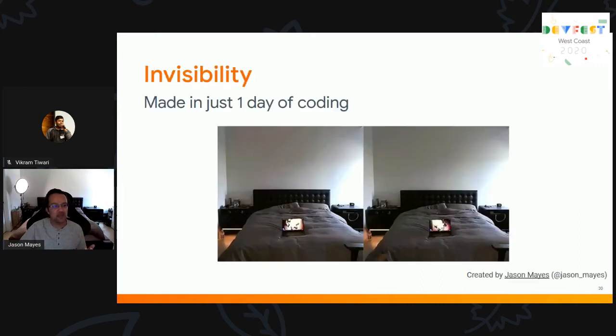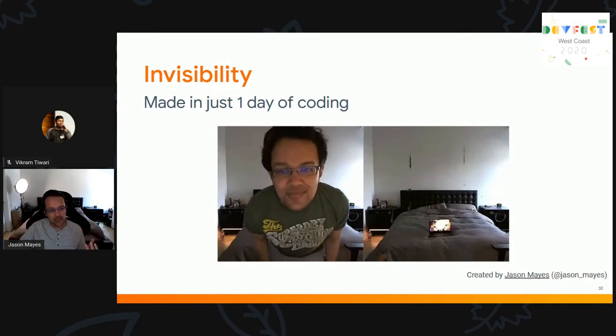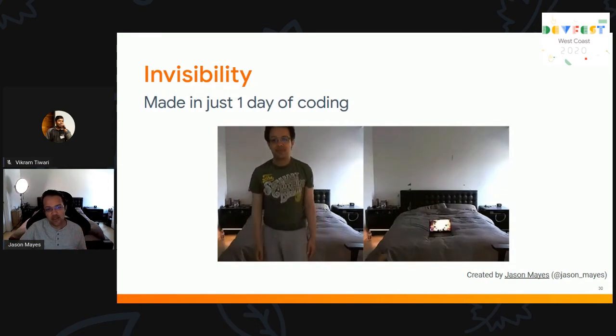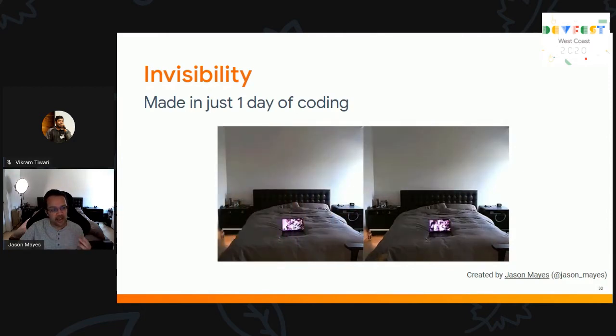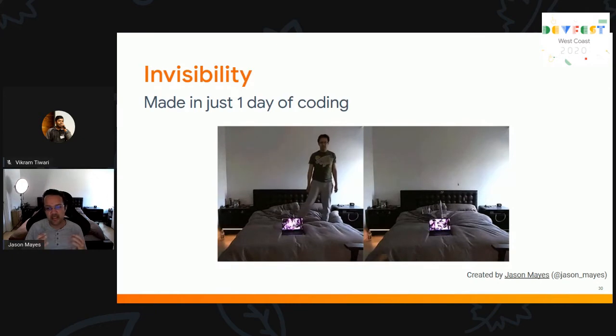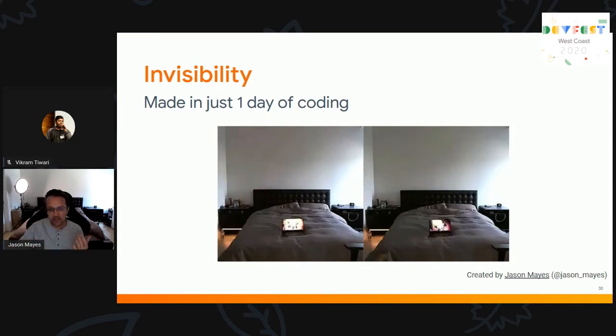The first one is Invisibility. This is running live in the web browser, and I made this in just one day. I'm able to remove myself in real time from the webcam in the browser. But notice as I get on the bed, how the bed still deforms. So it's not some cheap trick where I'm just replacing the background with a static image. This background is being updated in real time, and I'm only removing the body pixels, and I'm calculating what the background is over time. So this can lead to some cool effects.